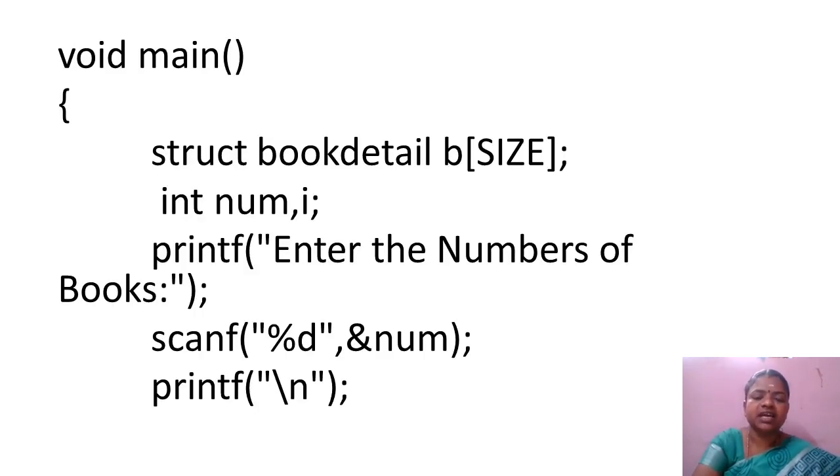In the main function, you are creating an instance or variable for the structure as an array instance. For example, here struct is a keyword, book detail is the name of the structure. B of size 3 represents that we are creating an array variable with the name B and size 3. Then you are declaring the required variables. Then you are getting the number of book details from the user, how many book details you have to store. That is stored in num.